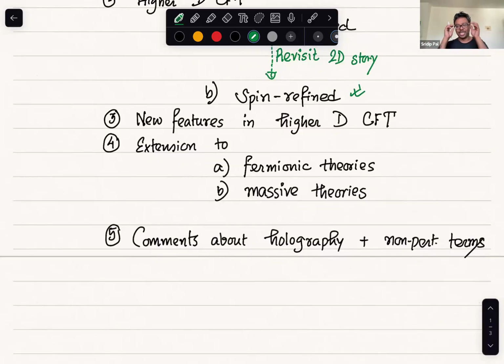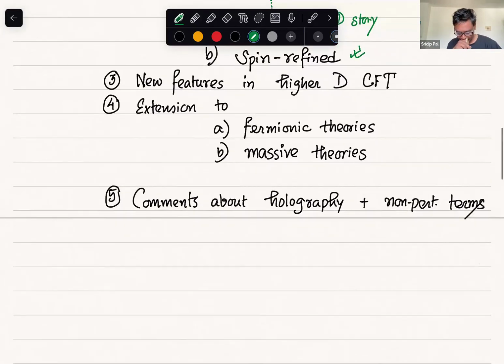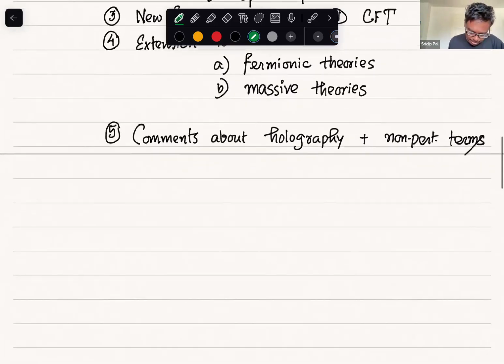So is the picture clear? The main idea is that in 2D we have modular invariance, which gives you results for high energy data. In higher dimension, we do not have modular invariance, but this idea of writing down an effective field theory can play the role of modular invariance and help us derive similar kinds of results. Okay, so let's proceed. Let's first start with the 2D case, 2D CFT.